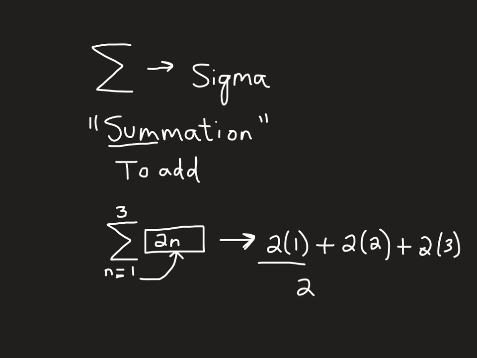2 times 1 is 2. 2 times 2 is 4. And 2 times 3 is 6. And so we end up with 12. And that's the simplified version of summation. Let's try another one.